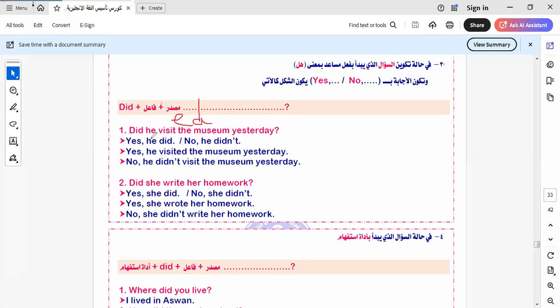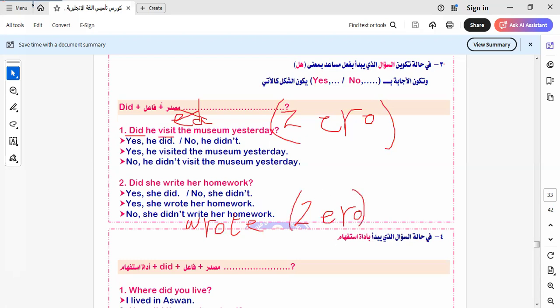What happens when you make this mistake in the exam? It will be here 0, as we told you before. Why 0, Miss Iman? Because, as we told you before, did replaces the ed form. So we must put did and put the verb in the stem form, or the infinitive form. Don't say did he visited, and when you say no, she didn't write, don't say no, she didn't wrote. If we do this, it will also be 0, because some of you sometimes make this mistake.